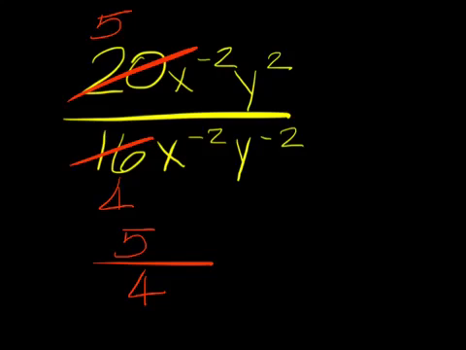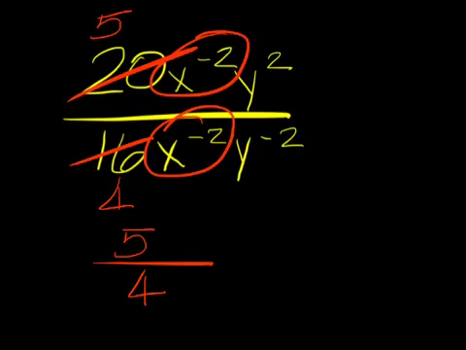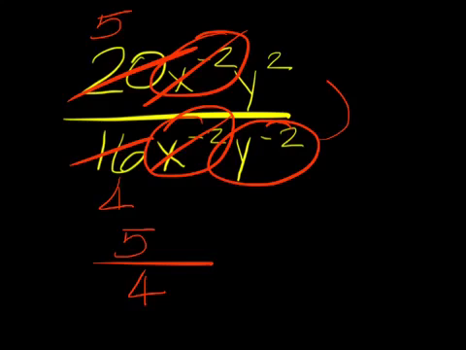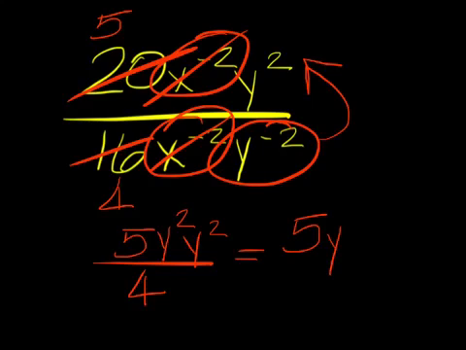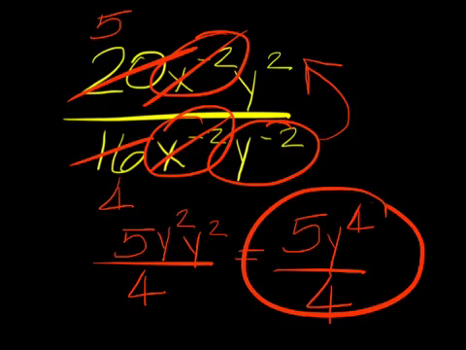But now you have x to the negative second over x to the negative second. If you switch places with those, you'll have x to the positive 2 over x to the positive 2. Either way, it's something over itself. They both cancel out. This one will go to the top. So you'll have y to the second that's already on the top, and then this one that goes with it. So 5y to the fourth over 4 is the answer.